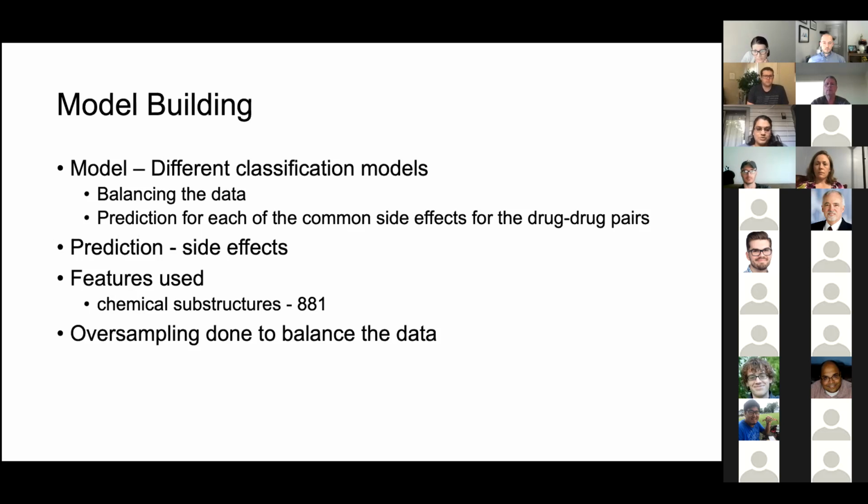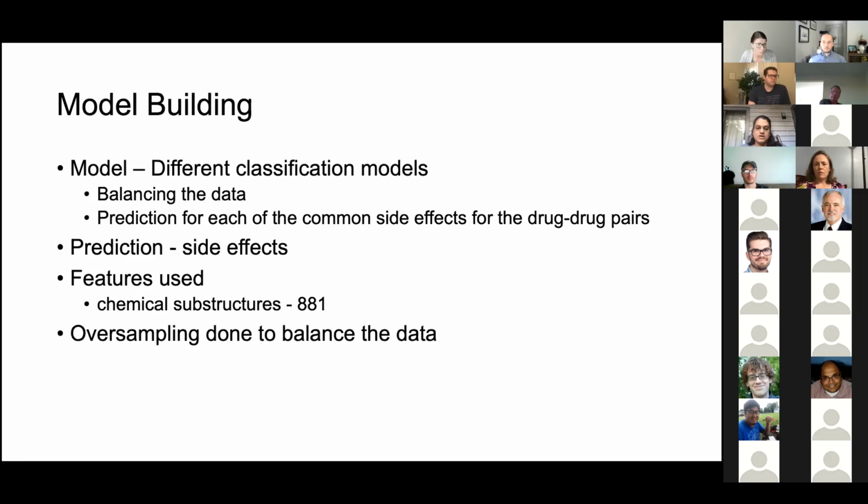The reason that the data set is probably imbalanced is because I selected for the most common side effects, and there are a lot of side effects that are very common. So the features that I used are the chemical substructure, which is 881 different chemical substructures, represented as 0 or 1. As I mentioned, it would not be the right way to build a model with an imbalanced data set.